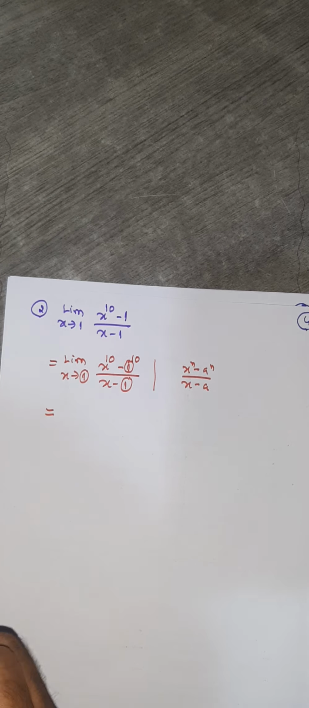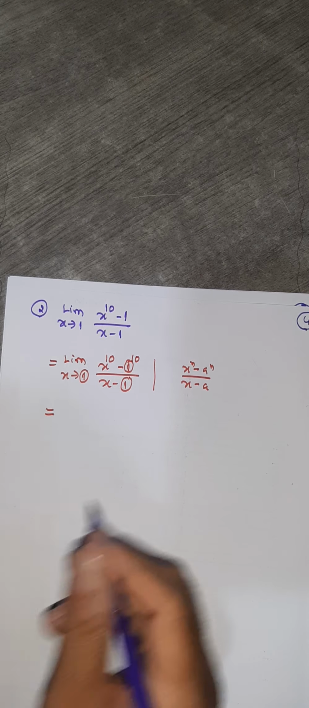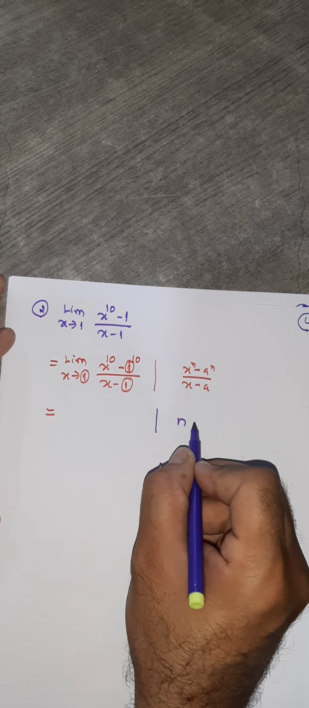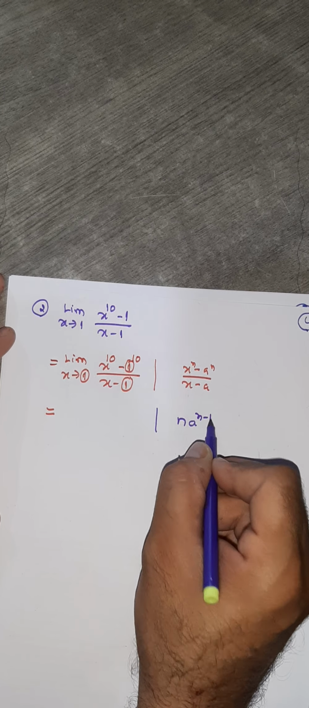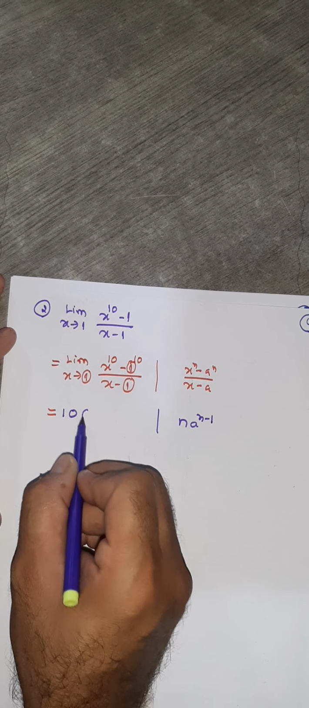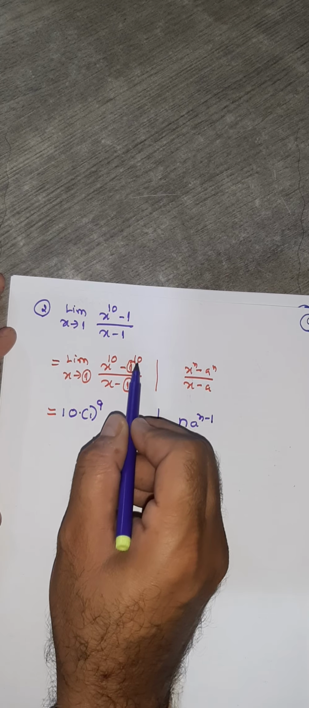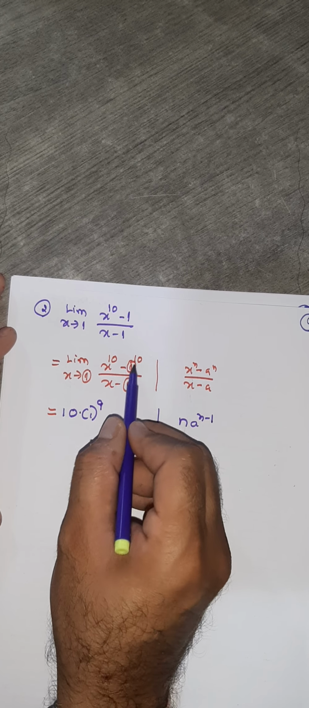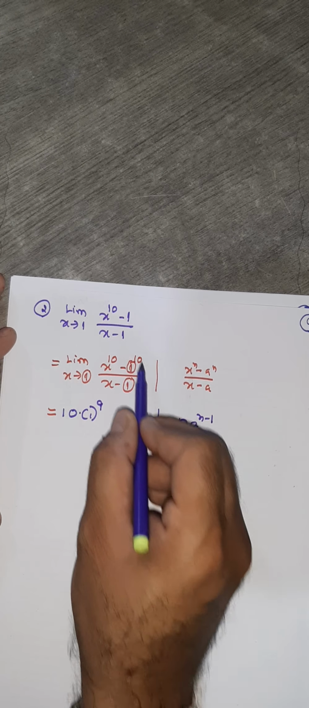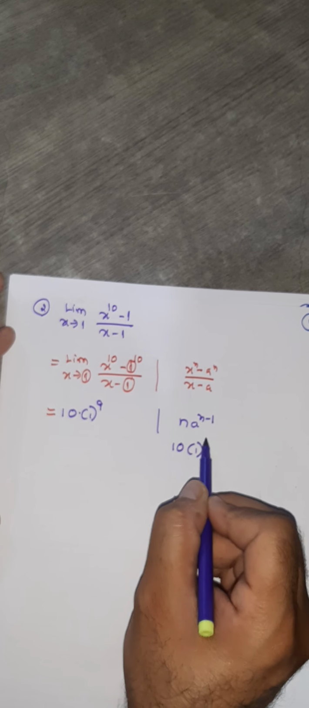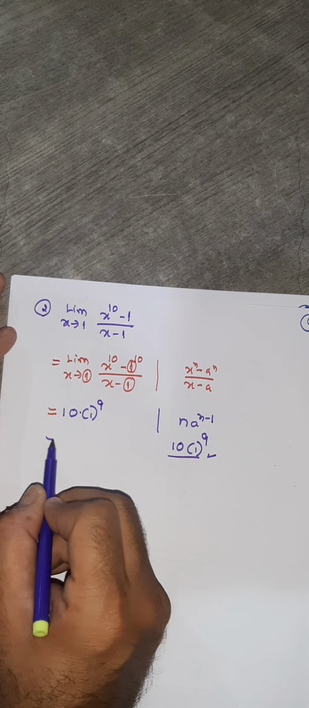So what's the limit of this? Now you have prepared the formula. What's the limit of this? n into a raised to n minus 1. So what's the answer to this? 10 into 1 raised to 9. You take this 10 into the product and reduce the power by 1, so 1 raised to 9. So your answer will be 10.